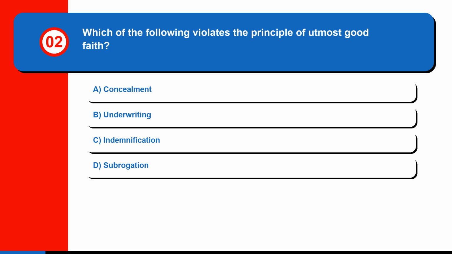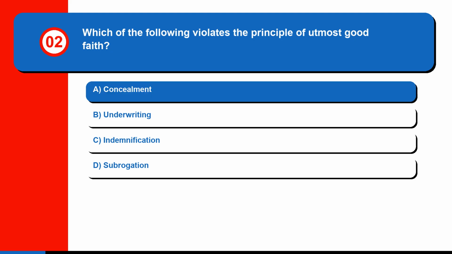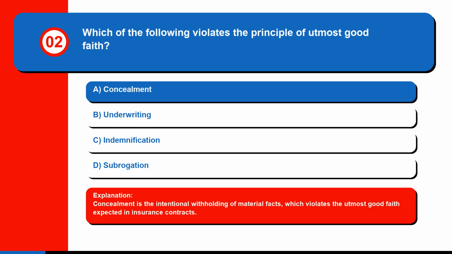Question 2. Which of the following violates the principle of utmost good faith? A. Concealment. B. Underwriting. C. Indemnification. Or D. Subrogation. The correct answer is A. Concealment. Concealment is the intentional withholding of material facts, which violates the utmost good faith expected in insurance contracts.